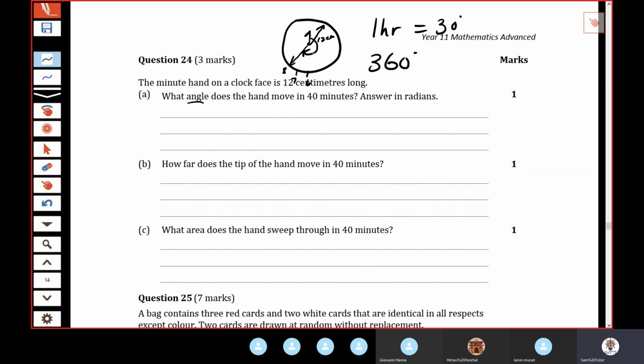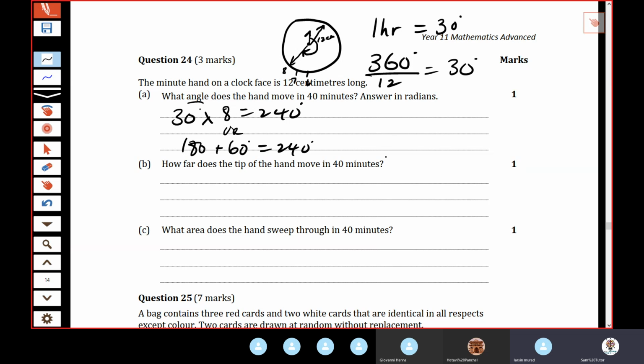Or what I would have done is 360 degrees as well. So the whole revolution of a circle is 360 divided by 12. 12 hours, of course, equals 30 degrees. Each hour is 30 degrees. So what you could have done is 30 degrees times 8 hours. Or you could have done what Larson just said, which is 180. But then the problem is you still needed to know each hour is 30 degrees. So add 60, which is still 240.